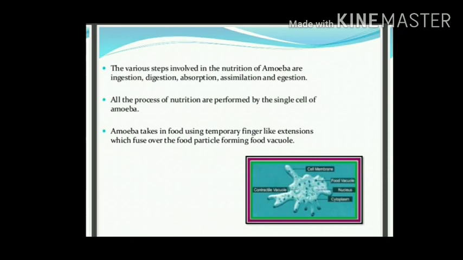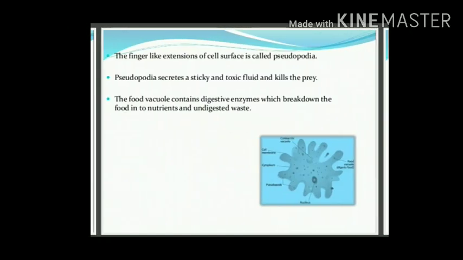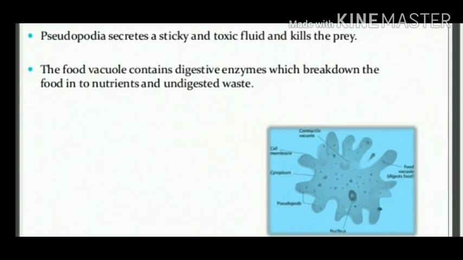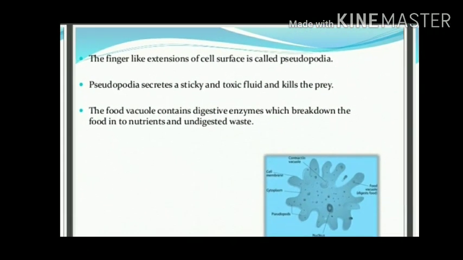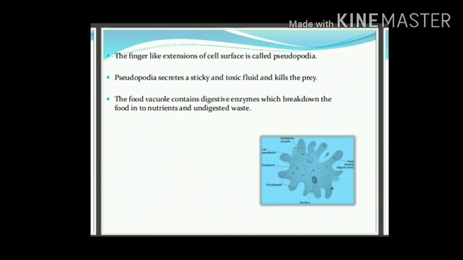Amoeba takes in food using temporary finger-like extensions which fuse over the food particle, forming a food vacuole. This finger-like extension of the cell surface is called pseudopodia. Pseudopodia secrete a sticky and toxic fluid and kill the prey. The food vacuole contains digestive enzymes which break down the food into nutrients and undigested waste.